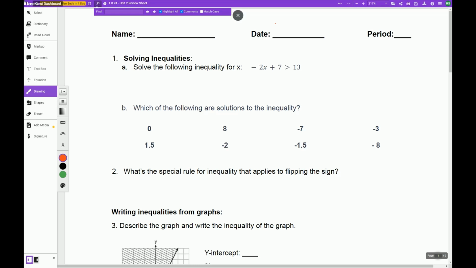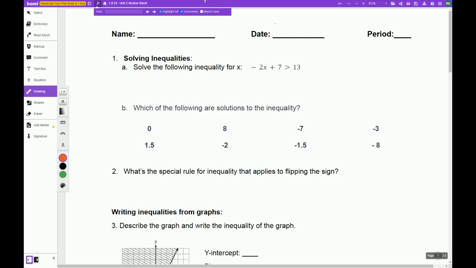Hey everyone, so we're going to review the review sheet for the Unit 2 exam that we're having tomorrow. Please use this video to go over the problems and look over the questions. If you can ace this review sheet, you can ace this midterm tomorrow. Okay, the first one says, solve the following inequality for x.